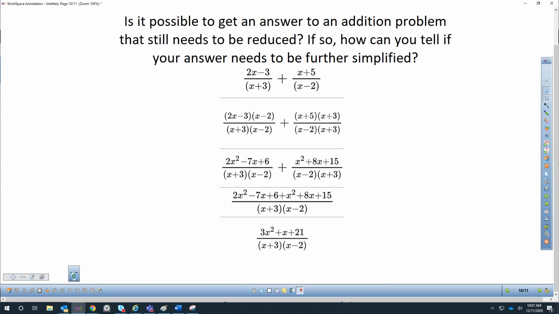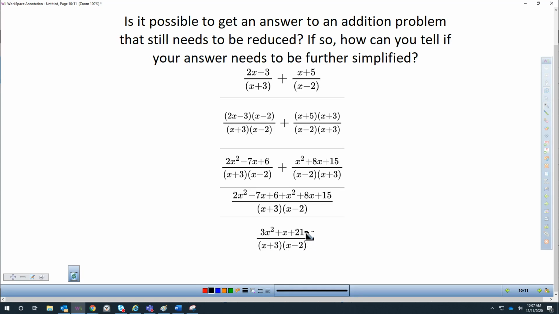Well, that would only happen if the top factored to have something that either had an x plus 3 as a factor or an x minus 2 as a factor. And so, yeah, it's possible that you might have something else that needs to be factored out. But the only way you're going to know that is if you are able to factor this out and see if it has common factors with the denominator.